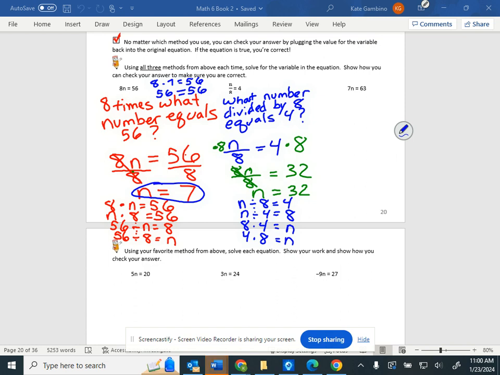I'm going to go back and I'm going to plug it in. And I'm going to say 32 divided by 8 equals 4. 32 divided by 8 would be 4 equals 4. So that is a true equation. 4 does equal 4. Let's do one more together.